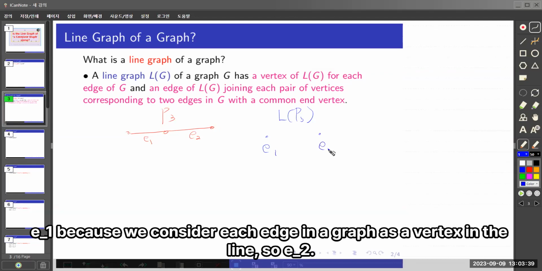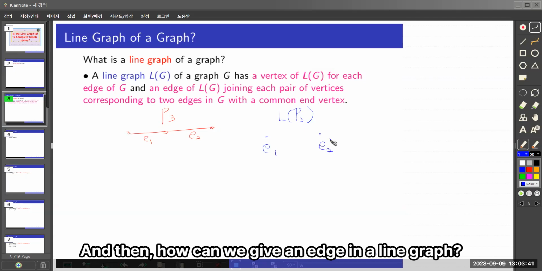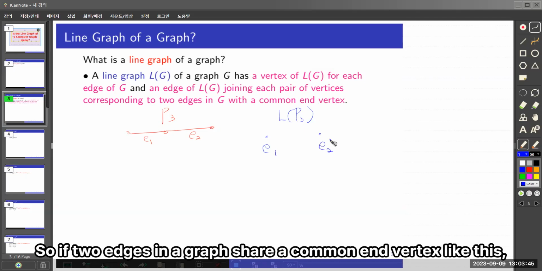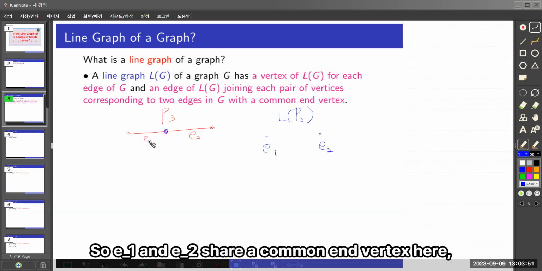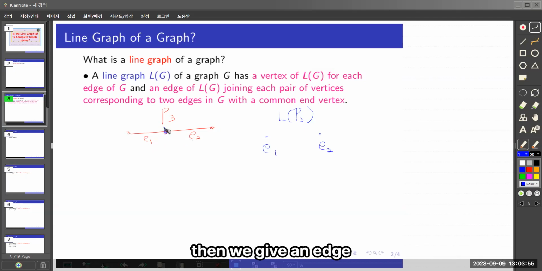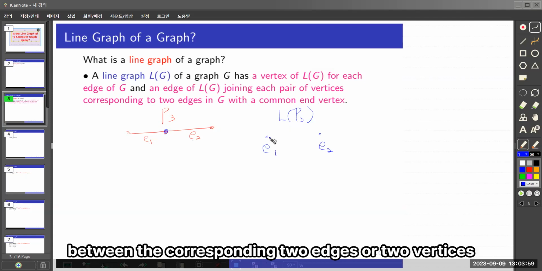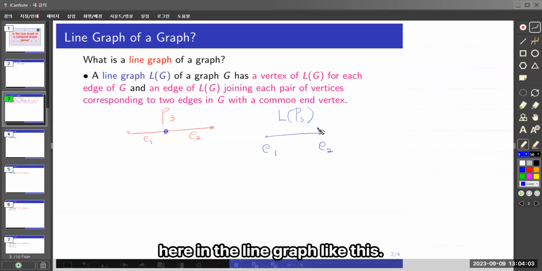So E2. And then how can we give an edge in a line graph? If two edges in a graph share a common end vertex like this, so E1 and E2 share a common end vertex in here, then we give an edge between the corresponding two vertices in the line graph like this.